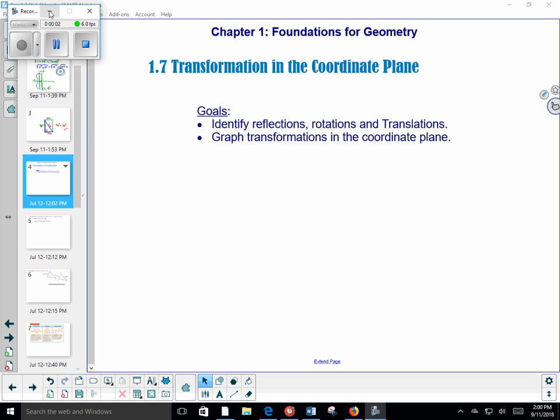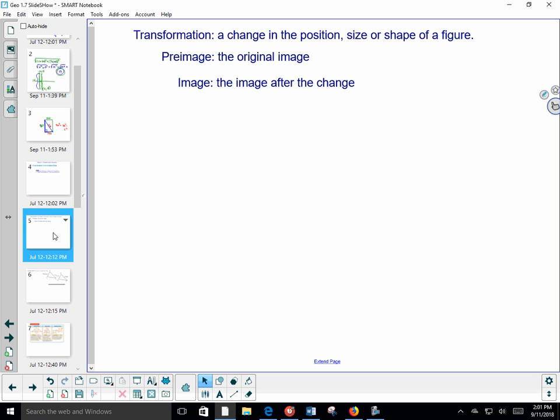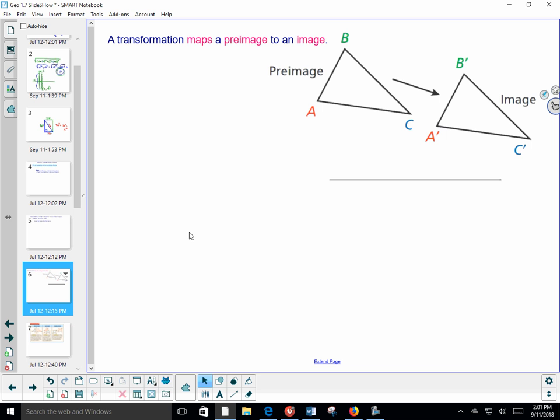Okay, this is section 1.7, transformations in the coordinate plane. Our goals are to identify reflections, rotations, and translations, and graph transformations in the coordinate plane. A transformation is a change in the position, size, or shape of a figure. The pre-image is the original image, and the image after the change is called the image. So a transformation maps a pre-image to an image.